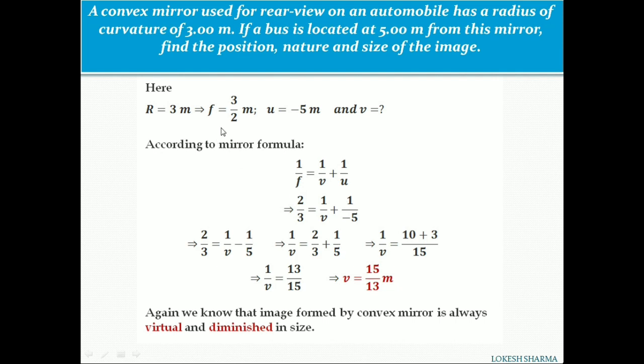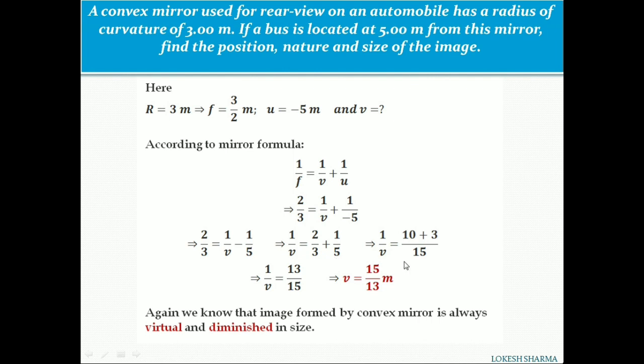Now put the values here. The value of F is 3 by 2, hence 1 upon F will be 2 by 3 is equal to 1 upon V plus 1 upon minus 5. Here plus into minus becomes minus, so we'll get 2 by 3 is equal to 1 upon V minus 1 upon 5. When minus 1 upon 5 is shifted towards the right hand side, it will become positive. Hence 1 upon V is equal to 2 by 3 plus 1 upon 5.